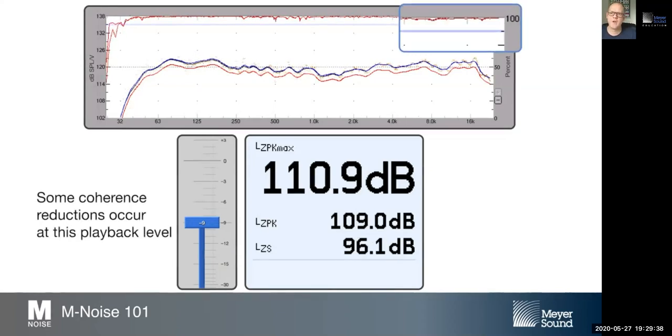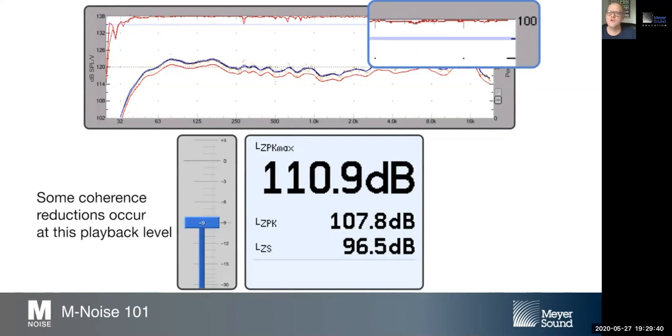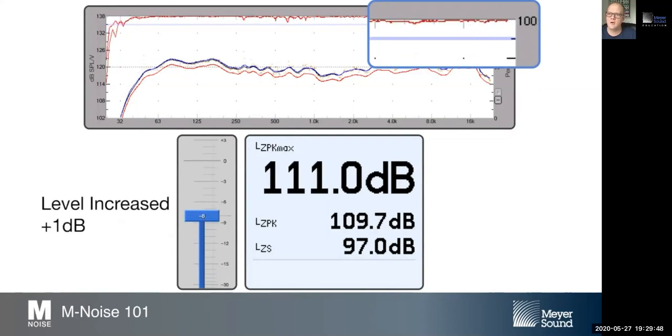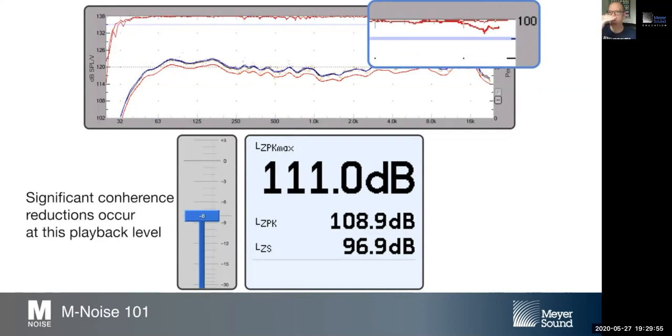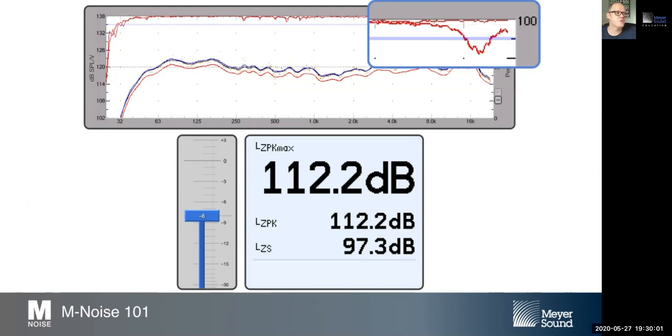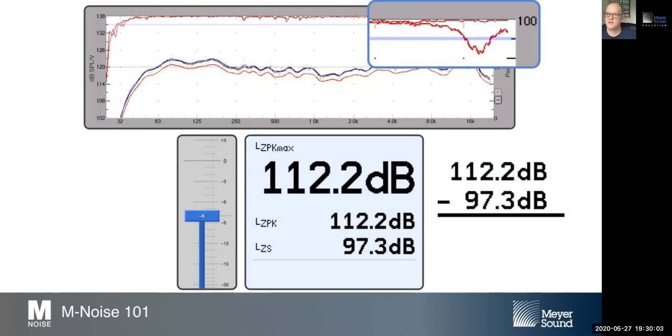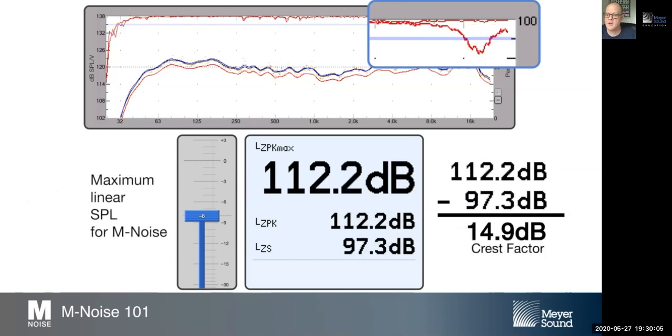But if you pay careful attention, you will notice that if we increase the drive level a little bit, sooner or later, at very high frequencies, that coherence, which is already wiggling, will drop below 91%. And once it does drop below 91% for more than 1/3 octave, we say stop.